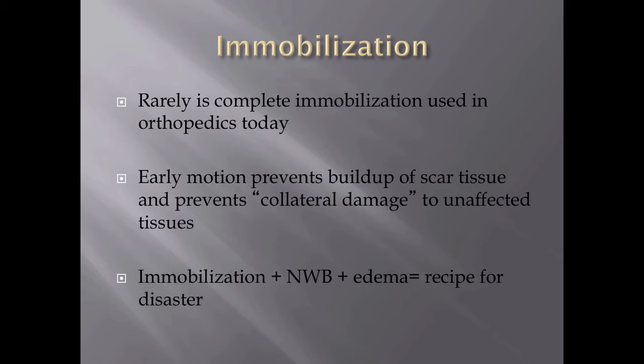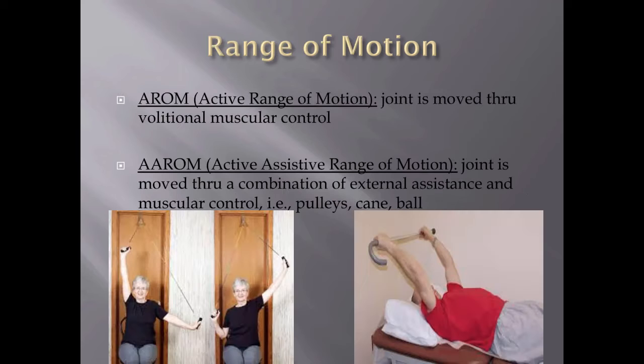So early motion prevents the buildup of scar tissue, prevents collateral damage to the unaffected tissues, especially we're thinking articular cartilage there. And then if you take immobilization and you add the edema with weight bearing, now you've got big time problems. So if you have someone such as a tib-fib fracture that had surgery, they're non-weight bearing, and they've got a lot of swelling or a lot of edema, you really got to get those people moving as quickly as you can to ward that off and to get rid of that edema as quickly as we can.